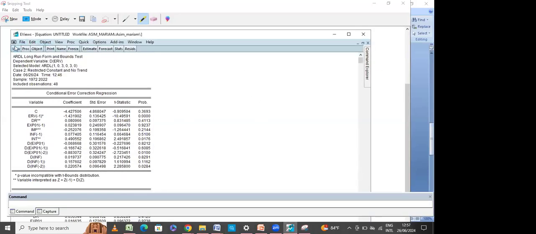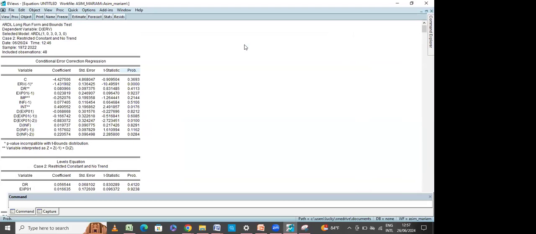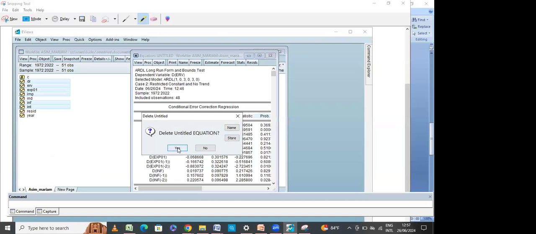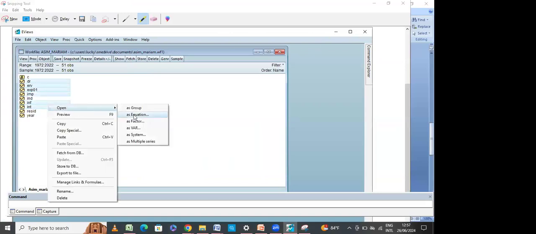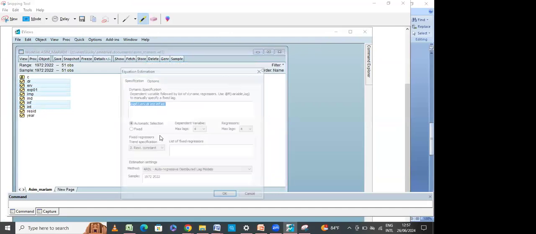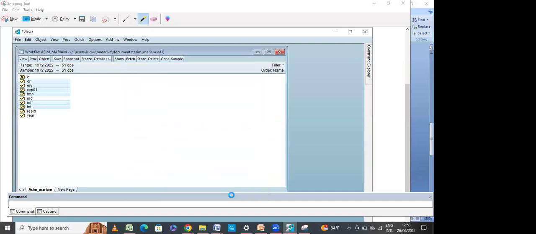How I calculated it, let me explain one more time. I have just taken all the variables, dependent and independent. I go to the equation. From equation, I have selected ARDL. Here I didn't click on anything. Here I have my dependent and independent variables. Method is ARDL. And here I just click on OK.